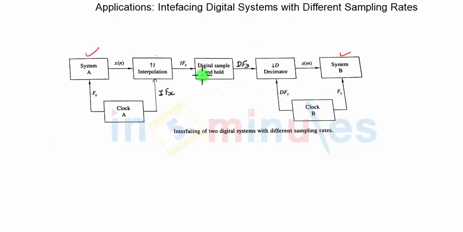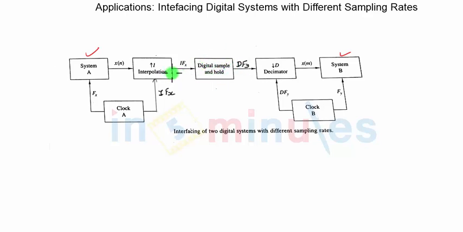The output of system A at rate Fx is fed to an interpolator which increases the sampling rate by I. So the output of the interpolator will be I times Fx. The output of the interpolator is fed at the rate IFx to a digital sample and hold circuit which serves as the interface to system B at the high sampling rate IFx. So why do we need a digital sample and hold?